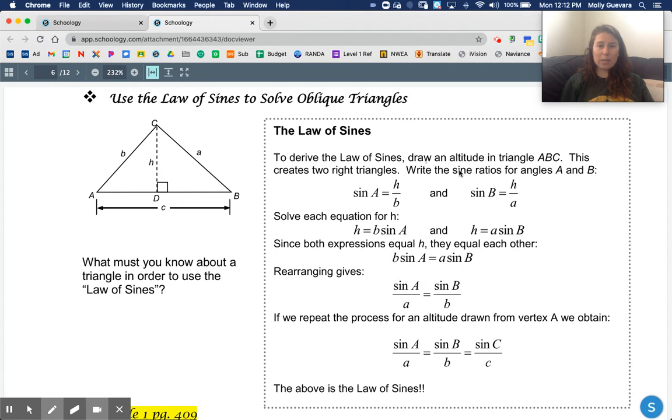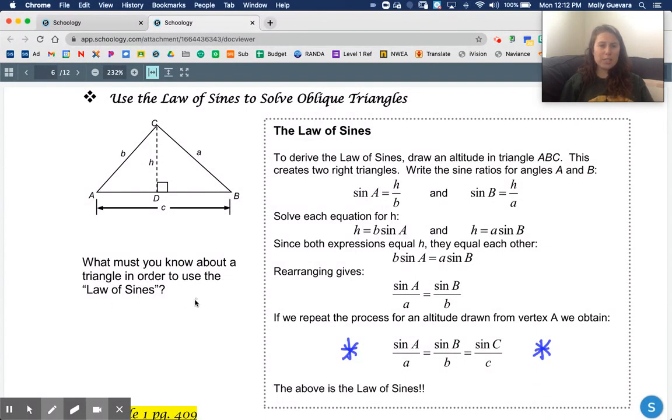And so we're not going to derive the law of sines, so don't worry about all this stuff. This right here is what we're after. This is the law of sines. And you can use any combination of two. So you can use A and B, or A and C, or B and C. Okay, any combination of those is fine.